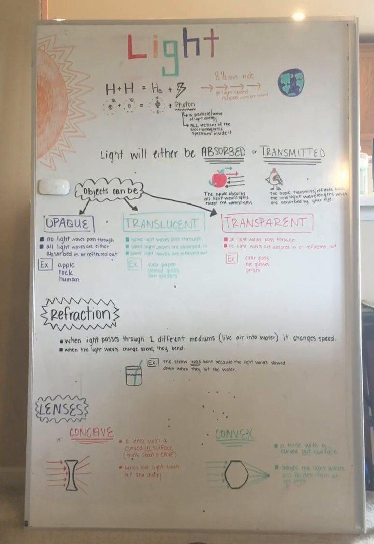Today we're looking at light and how it behaves and where it comes from. We're going to start with where light comes from. So up here at the top, we know that all of the light that we have on Earth comes from deep inside the sun. And what happens inside the sun is called nuclear fusion.